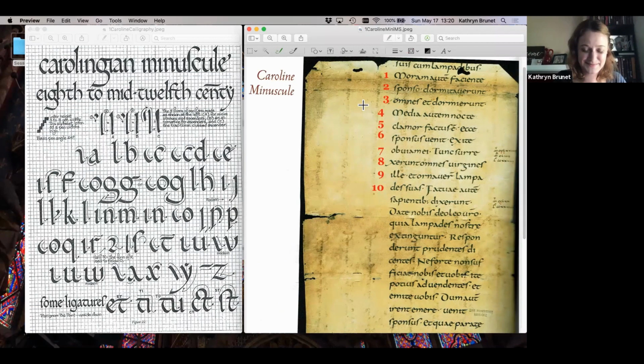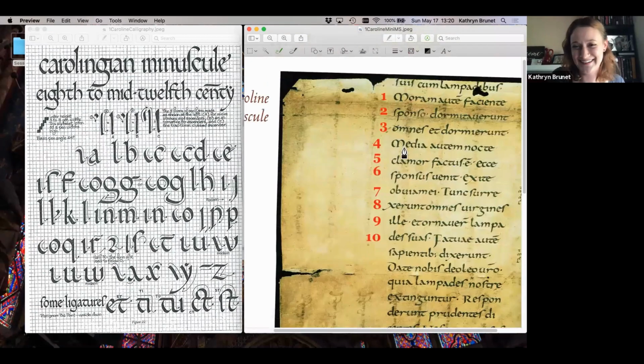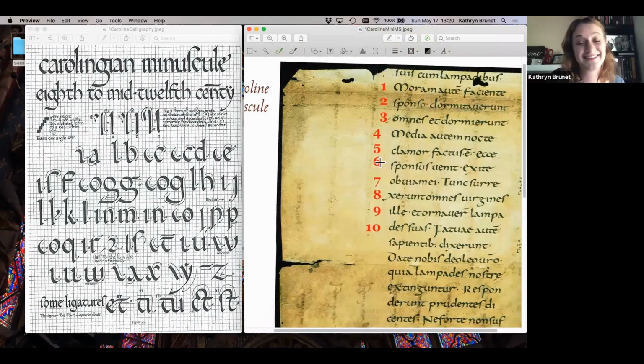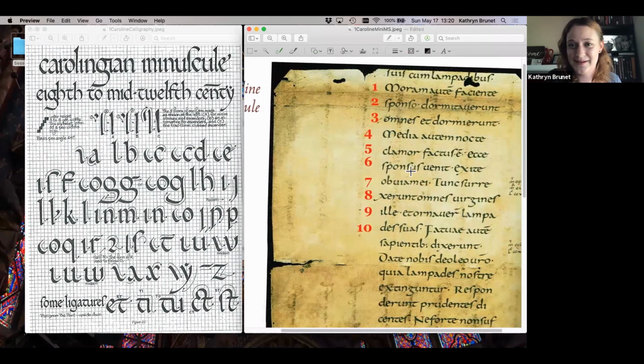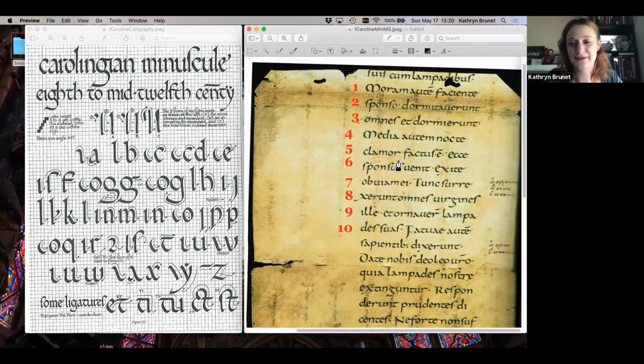And this is an excerpt from a gospel. Okay, so I'm going to zoom in pretty close. Charlemagne. Thank you, Charlemagne. My nerves are getting to me. Caroline is an anglicized version of Charlemagne. Okay, so over here on the right, we're going to zoom in real close to the document.